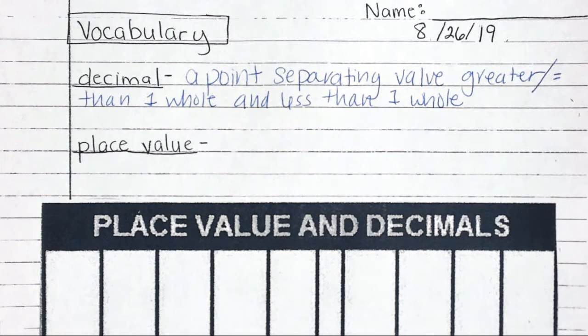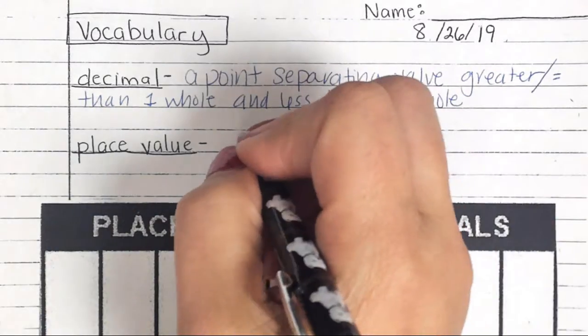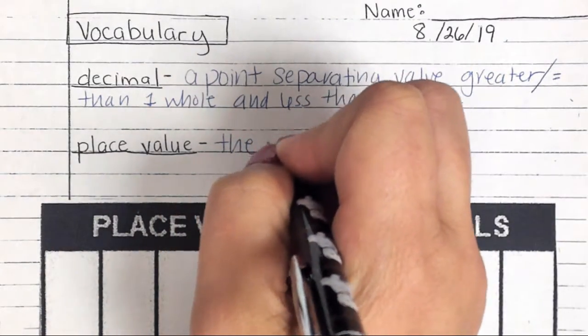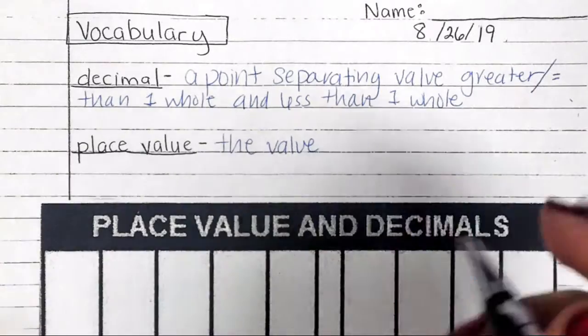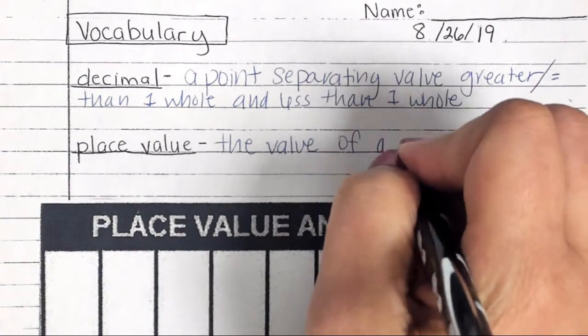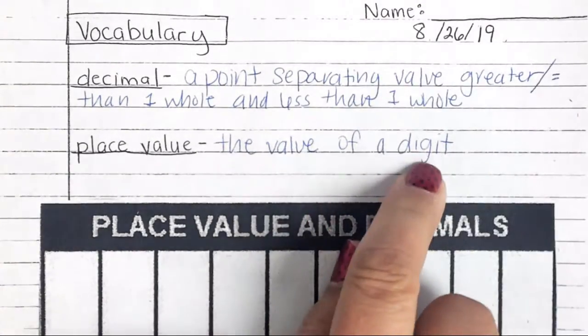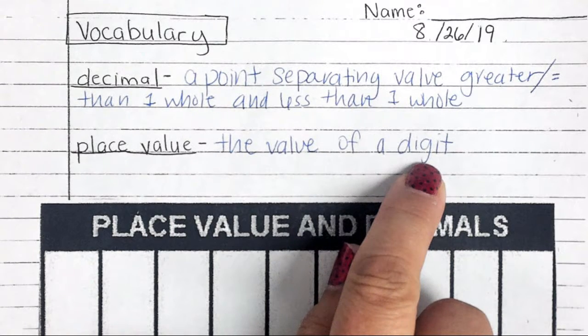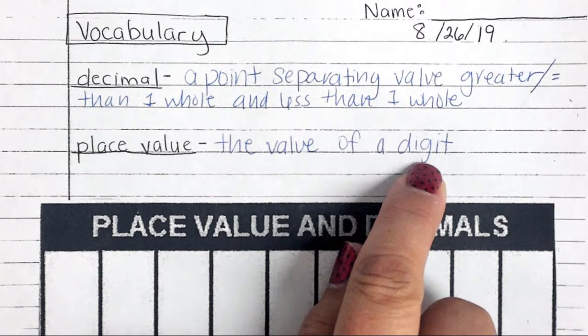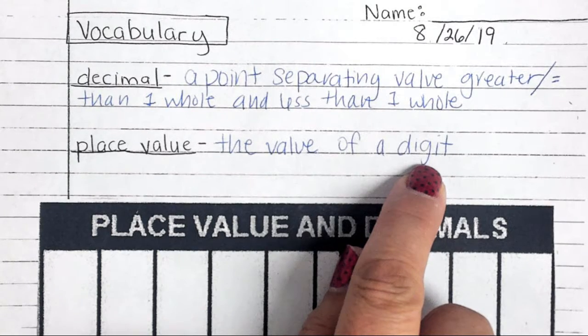What's our definition, Wyatt? That every number goes in. Okay, I agree with you. We've got to add one more thing to it. Place value is going to be the value. That's the only word you left out, was the value of a digit. Do you know what I mean when I say digit? So if you have the number 312, your digits are 3, 1, and 2. So they can make up a whole number, or they can be the whole number themselves.